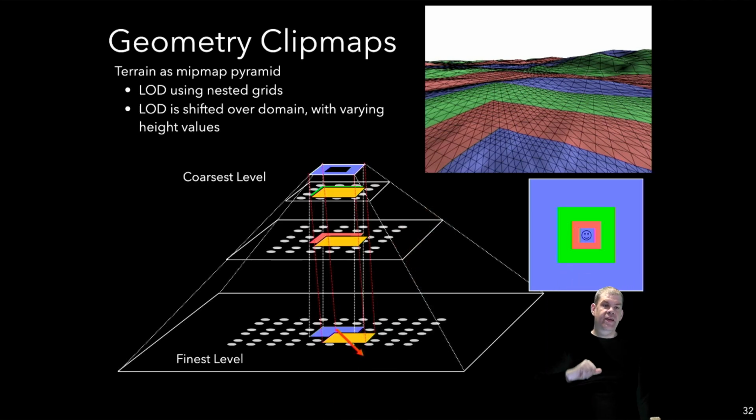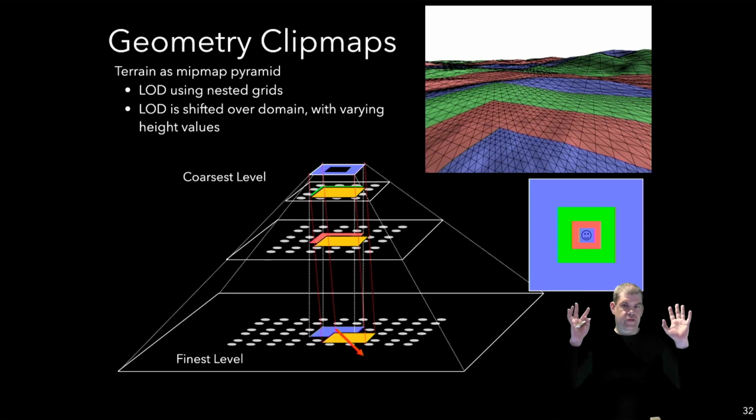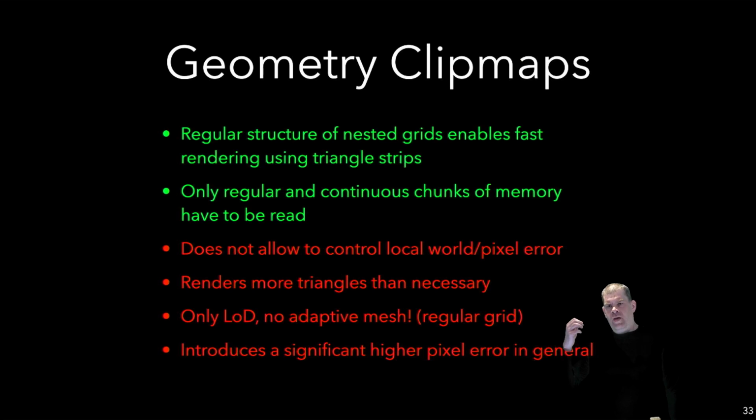Here at the top right, you can see a rendering of a terrain using these geometry clip maps. If you search your favorite search engine for geometry clip maps, you can also find a bunch of videos that the authors published, and I think the code is also available. On the positive side, the data has a very regular structure, and it's relatively simple to implement since it's so regular.